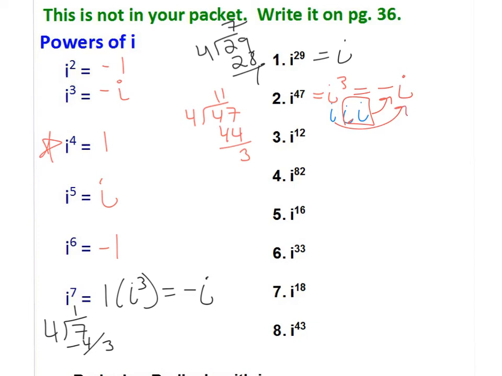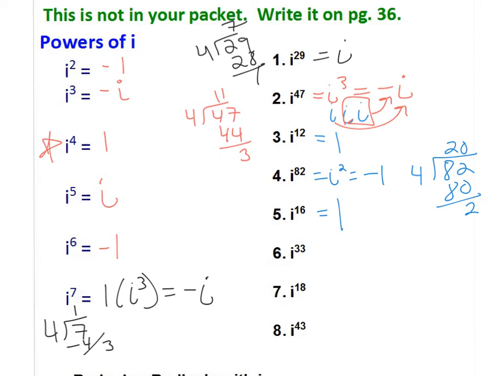So pause the video here, try 3 through 8 yourself, and then unpause it to check your answers. So for number 3, 4 divides into 12 evenly, so that is just 1. For number 4, how many times does 4 go evenly into 82? Well, 4 times 20 is 80, and there's 2 left over, so this is the same as i squared, which is -1. For 5, 16 divides by 4 evenly, so that's 1.